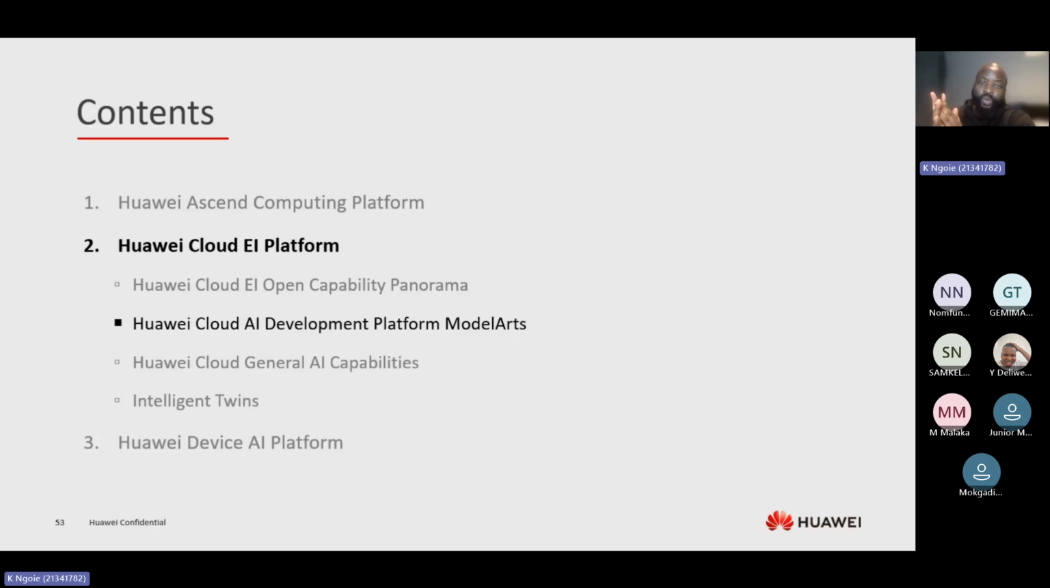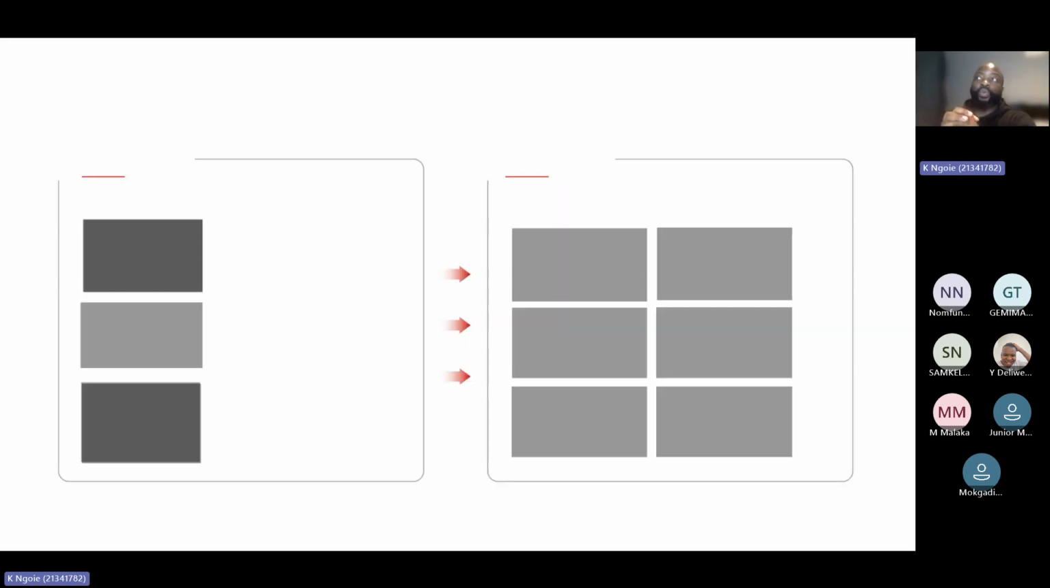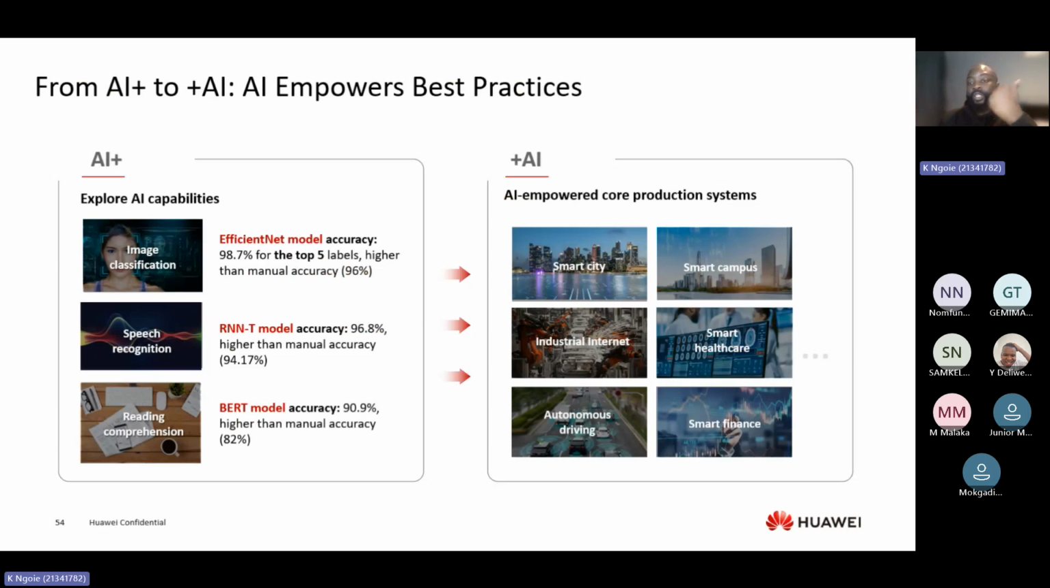pre-trained models. You have pre-trained models that can help you with image recognition, like what we did yesterday. You have pre-trained models that can help you with text analysis, video understanding, speech processing, speech recognition, reading of different documents, image classification.